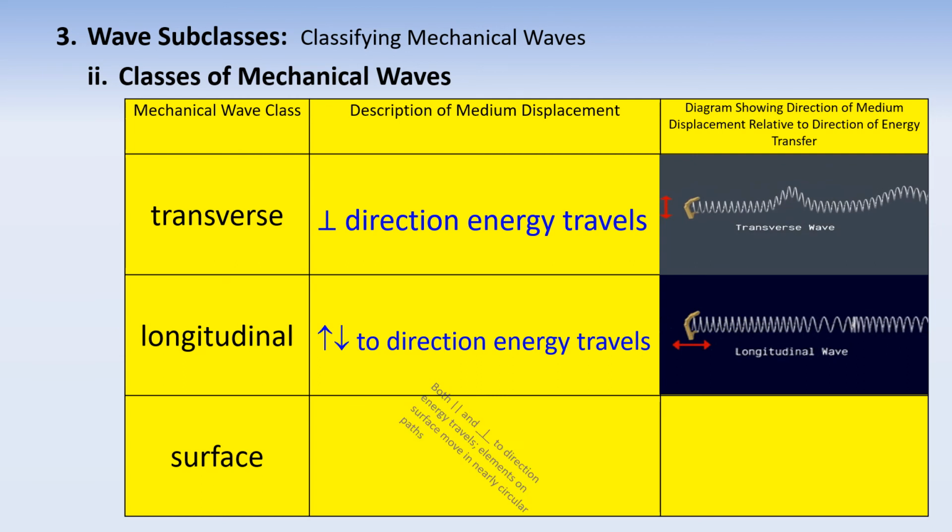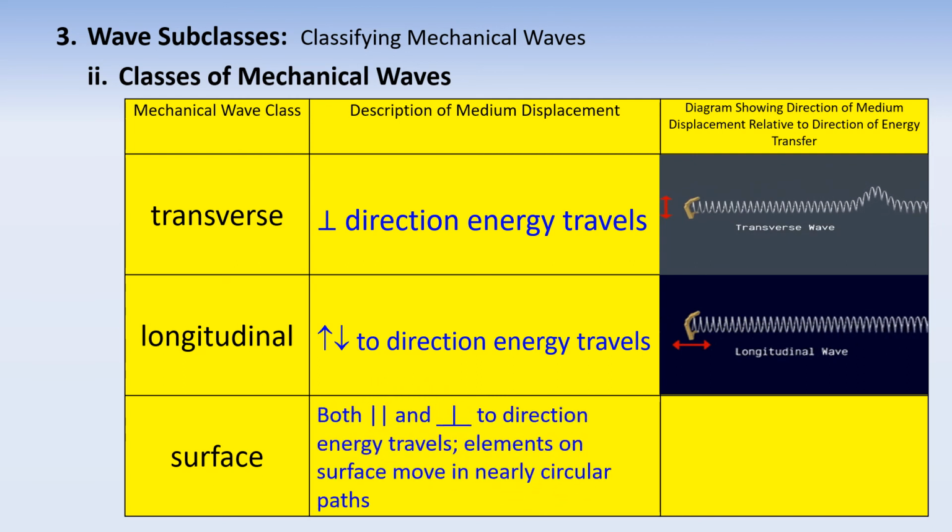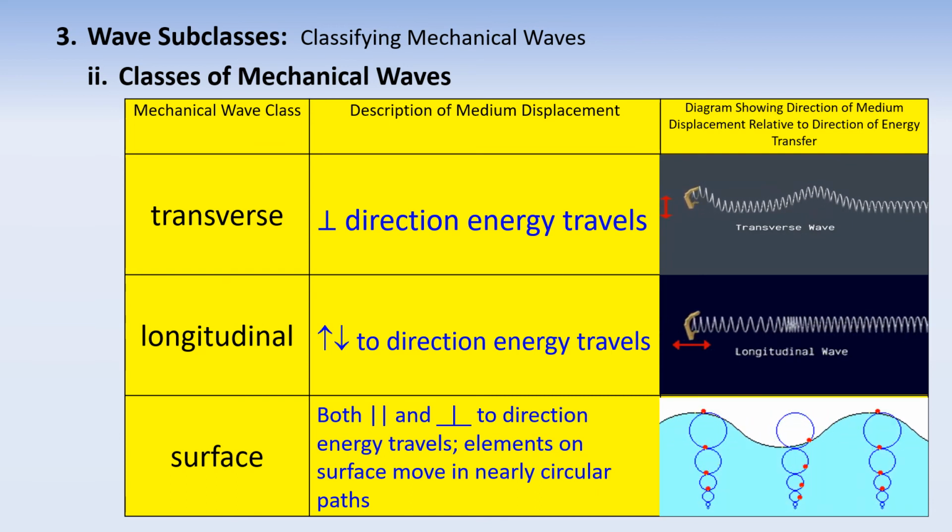And finally, we can talk about surface waves. In surface waves, the medium moves in a direction that is both parallel and perpendicular to the direction the energy travels. And when you combine these two motions, the elements on the surface move in a nearly circular path. This is a type of wave that would be created in water, not when a wave breaks on the shore, but when the water is deep enough.